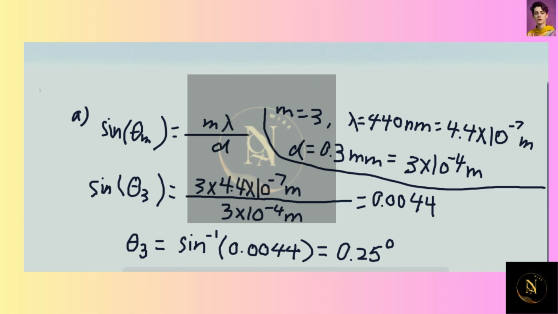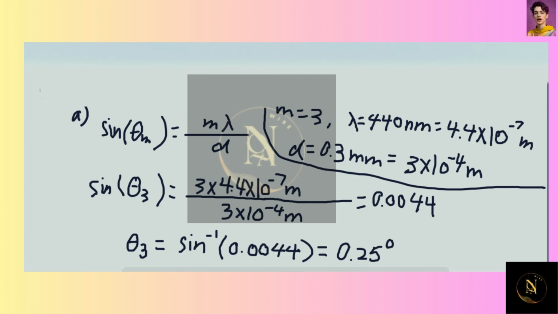But actually, we need to find the angles because we'll need it for later questions, and it won't hurt us to calculate the angle from the sine function. All we need to do is plug the value we got from the previous equation into arcsine, or the inverse sine function, and we get the angle is 0.25 degree.